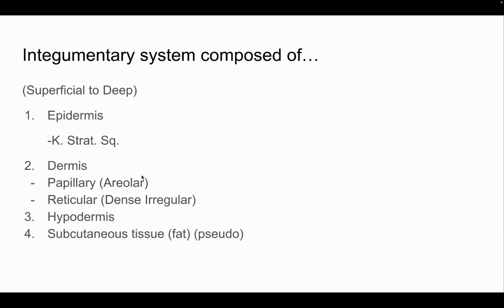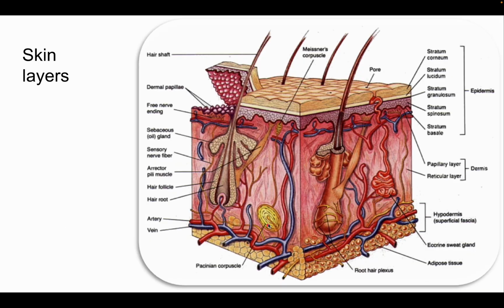It's actually dense irregular, and that's because you want to stretch the skin in many different ways, because we are stretching the skin constantly. So we want to have multi-directional or omnidirectional tensile strength. And for three, hypodermis, that's going to be our subcutaneous tissue or fat, and this is often not included in the integumentary system just because it's not technically part of it. Fat is not skin. Okay, so our skin layers, we start off with the epidermis.